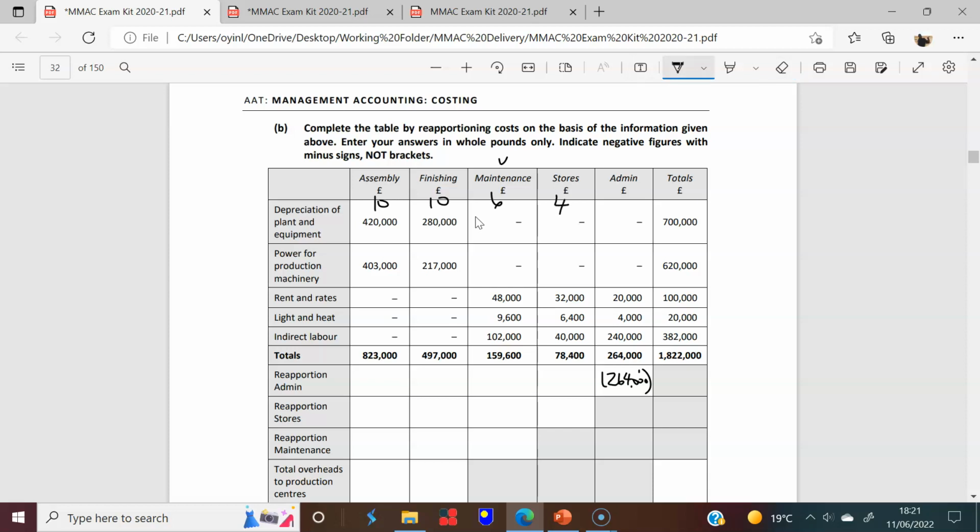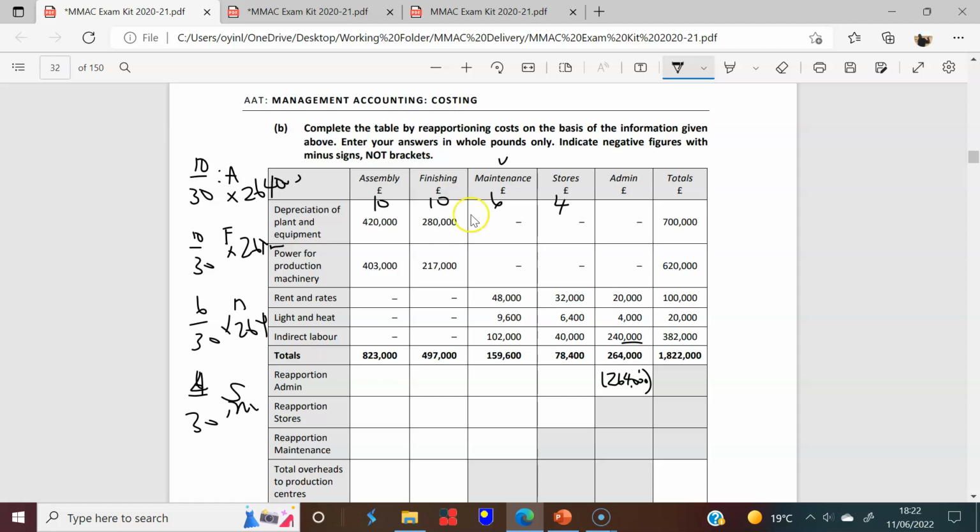So what does that mean? I'm going to split this cost in this ratio, so to speak. 10 plus 10 plus 6 plus 4 is 30, isn't it? That's 30 altogether. So that means that assembly will take 10 over 30. Finishing will take 10 over 30. Maintenance will take 6 over 30. And stores will take 4 over 30. Of course, all of these times 264. I'm literally resplitting this. So let's do that.